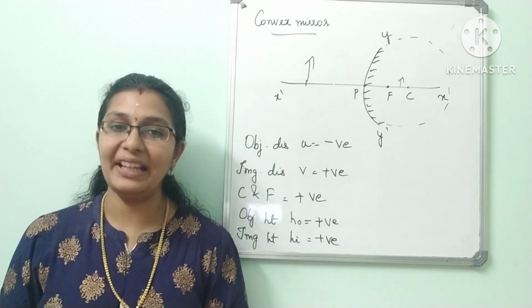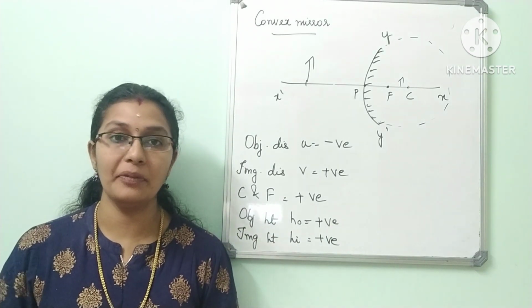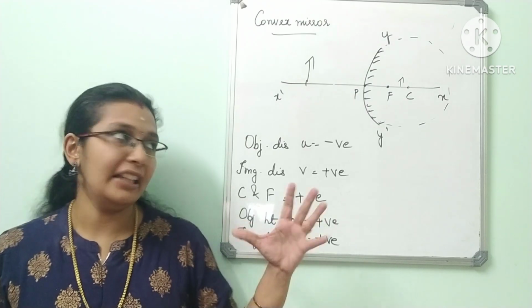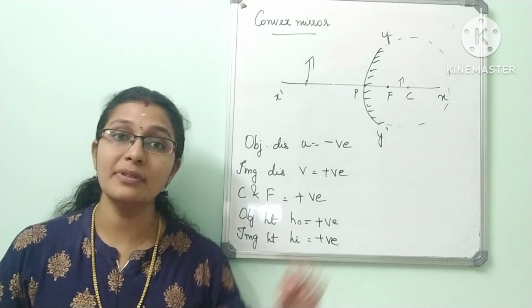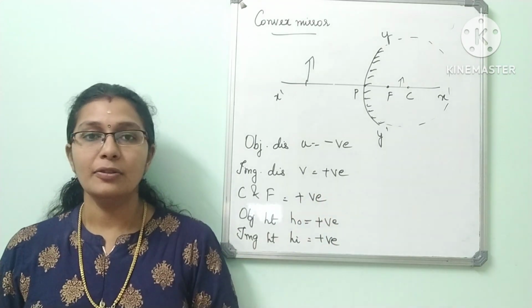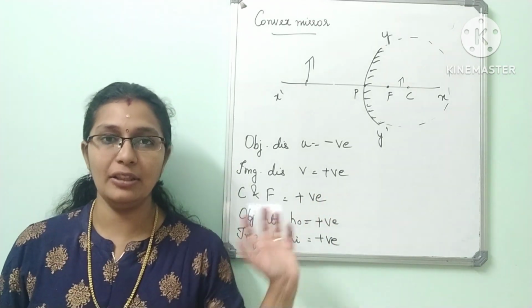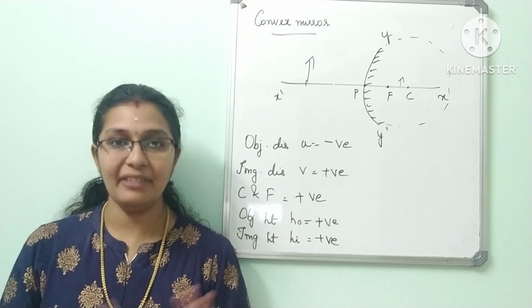Okay, we have seen both concave mirror and convex mirror sign convention. I think you are all clear with this idea. So try solving problems. Practice these things, and using problems you practice, then you won't have any confusion.